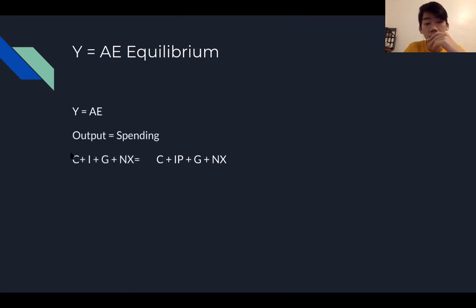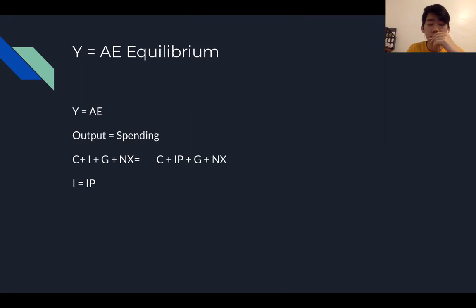And so we want C plus I plus G plus NX equal to C plus IP plus G plus NX. So overall, you notice that if you subtract C, G, and NX from both sides, then you're left with I equal to IP. So investment is on the production side, and planned investment is on the spending side. So you can think about it like actual production versus how much we spent or planned to spend. When you think about it in this way, it becomes a little bit easier.